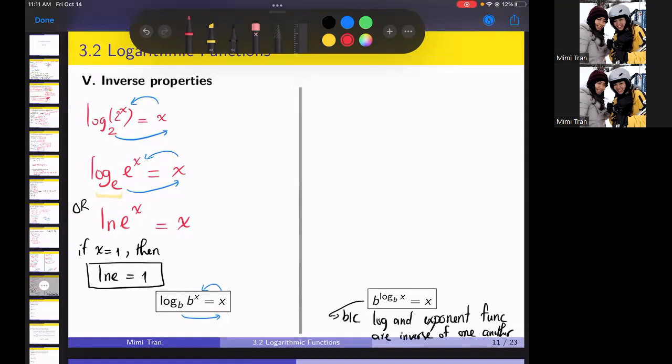Example. Someone give me an example. Something raised to the log base of something of x equals x. So here's three raised to the power of log base 3 of x equals x, right? Because 3 and log base 3 cancel.